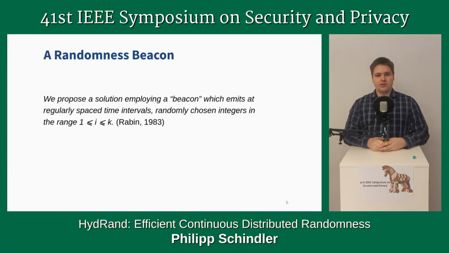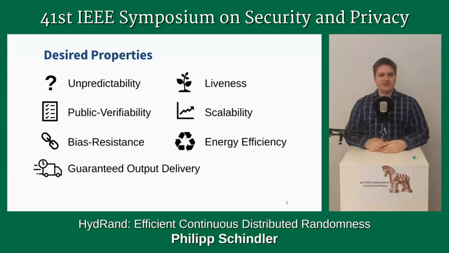Regarding collectively used randomness, Rabin introduced the notion of a randomness beacon already back in 1983. And this is already very close to what HydRand is actually doing. HydRand is a service, a distributed and standalone protocol which emits random numbers at regular intervals, say once every 10 seconds. The main difference to Rabin's original description is that HydRand, for this purpose, doesn't rely on a trusted third party.